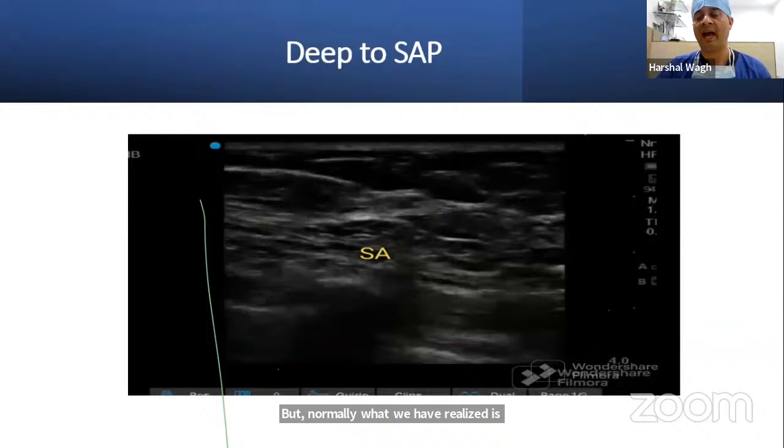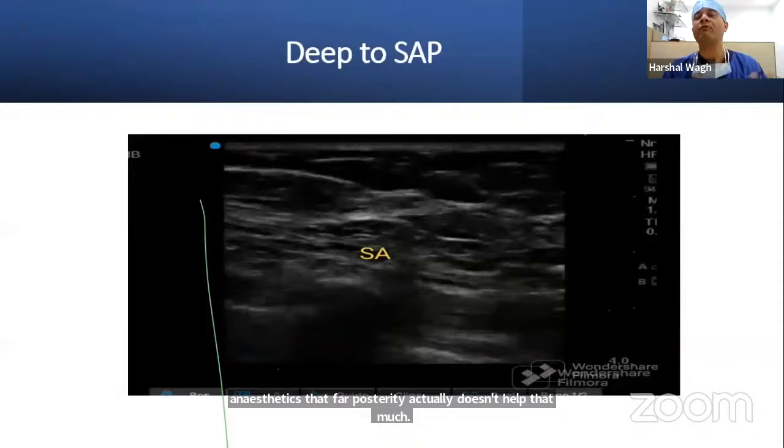an LD flap done, only then is it worthwhile getting those nerves, which is the thoracodorsal nerve, for the LD flap. But if we are not going to go that far posteriorly, then we have realized that putting local anesthetic that far posteriorly actually doesn't help that much. So we probably put it at the level before the LD comes.